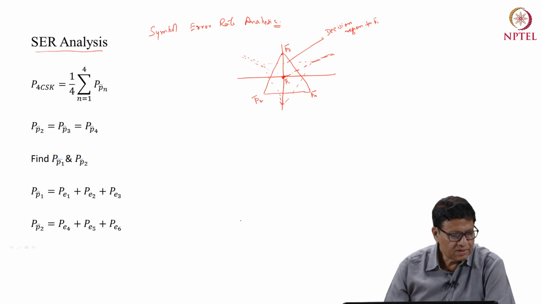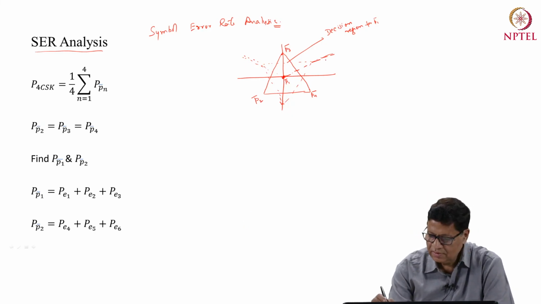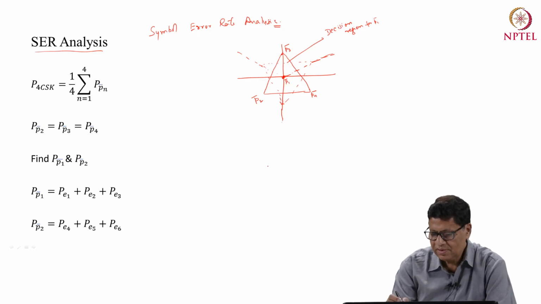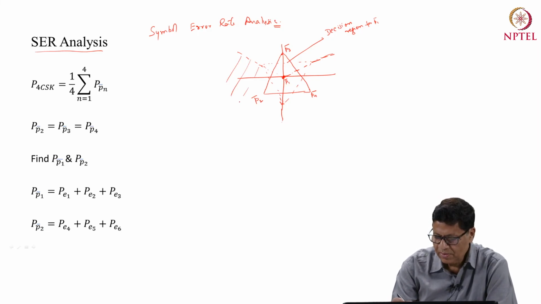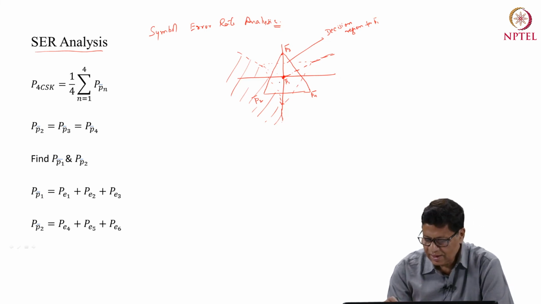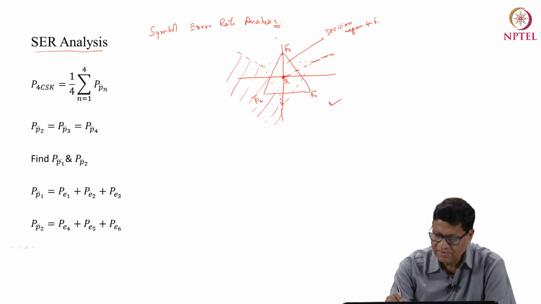So the decision region for P2, for example, will be, this is a single line here, so I have drawn 2 lines here. So the decision region for P2 will be actually this, which I am showing as shaded. And inside this is the decision region for P2. Similarly, there is a decision region for P4 here, and similarly for P3 here.